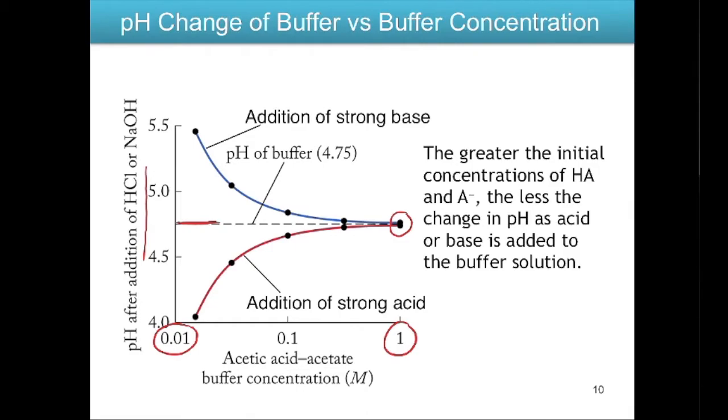Now, as we decrease the concentration of buffer, you can see that the deviation from the original pH changes more drastically. So if we have 0.1 molar, we add the same amount of acid or base as we did up here, we notice you get a much larger change in the pH. And if you have a 0.01 molar concentration of buffer, then we have a very large change in the pH of the buffer. So this is just showing you that high concentration buffers have higher buffering capacities. You could add more acid or base to a buffer that has a higher concentration, and that will resist the pH better than if you add the same amount of acid or base to a lower concentration of buffer.